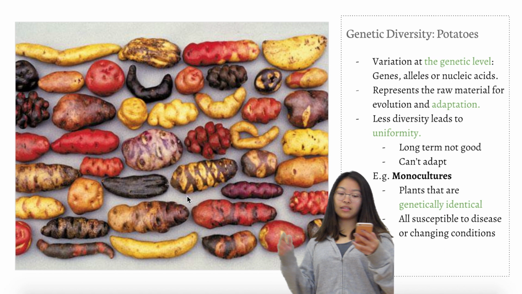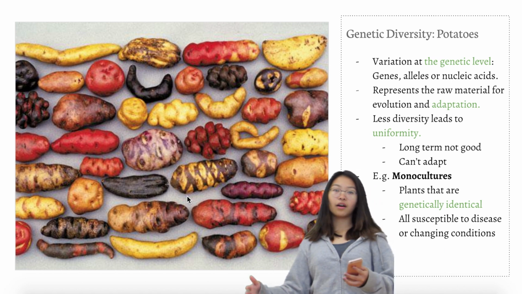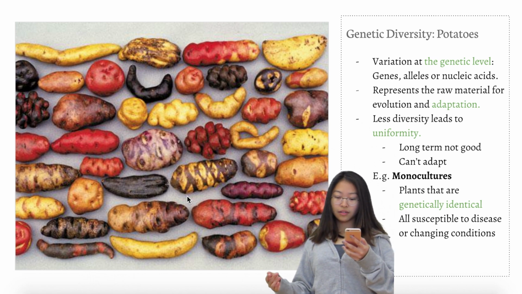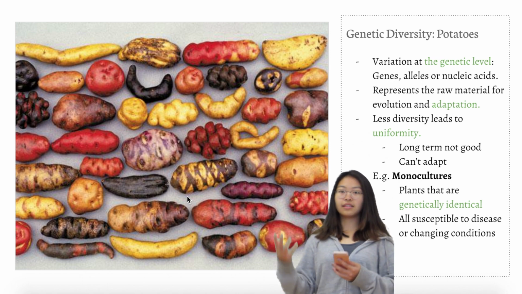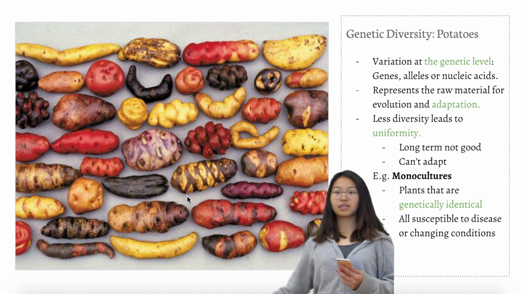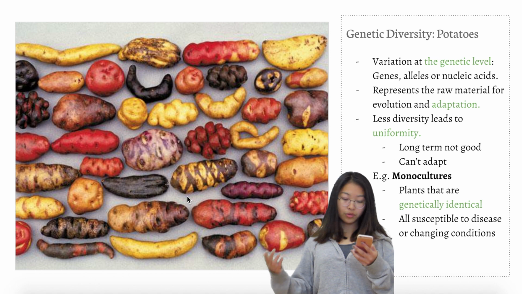And thus, a lack of diversity leads to uniformity, meaning the whole species turns into one type of animal where their genes become identical. And in the long term, that's not good because once a disease comes and affects one animal, it spreads amongst the entire species because they can't adapt anymore. One example being monocultures.